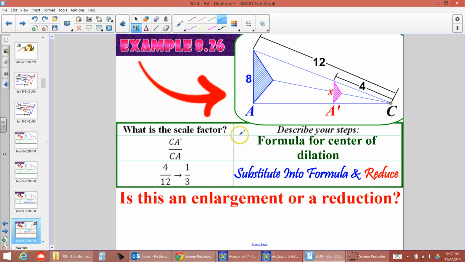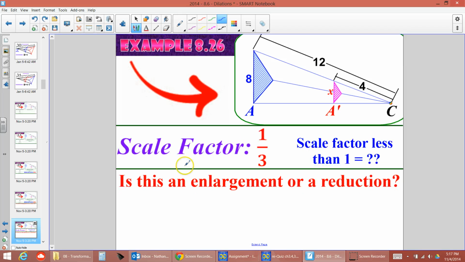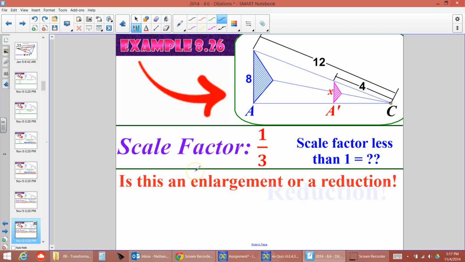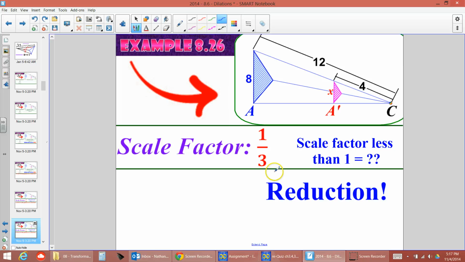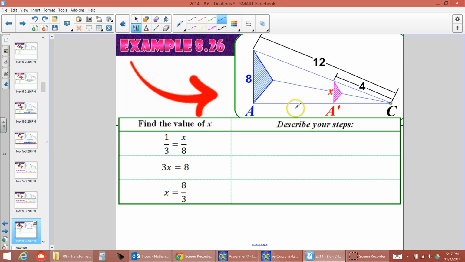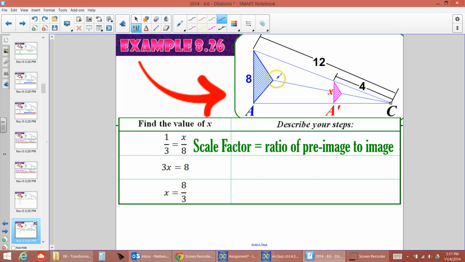Now, if we look here, is it an enlargement or a reduction? Our scale factor is 1/3. That's smaller than 1, so that makes it a reduction. Remember, when your scale factor is less than 1, it's a reduction. All right, so now let's use this information to solve for x. Since our scale factor is 1 to 3, we set that equal to x over 8. We set up the ratio. Scale factor 1 to 3, or we could have done 4 to 12 if you wanted to, but we could do 1 to 3 and x to 8.